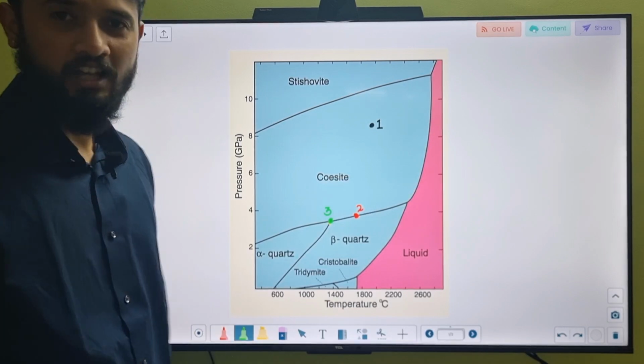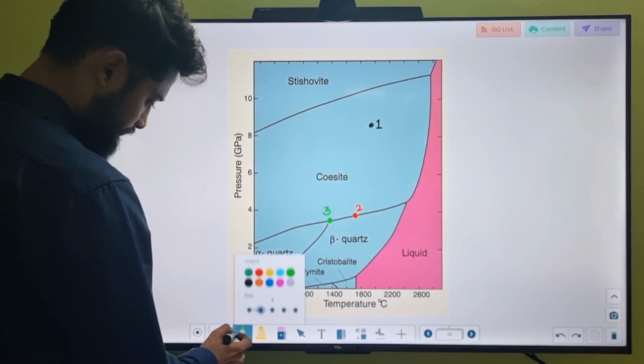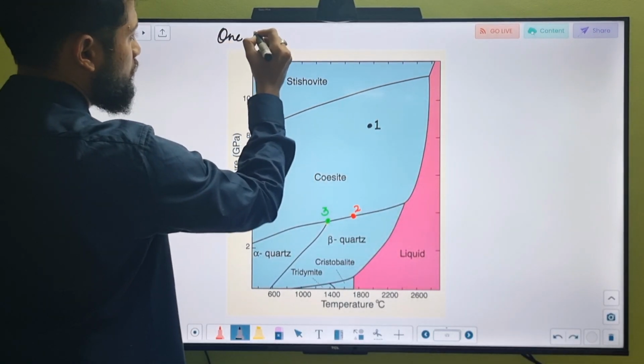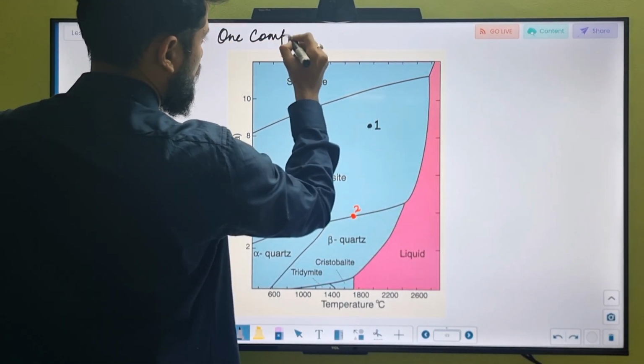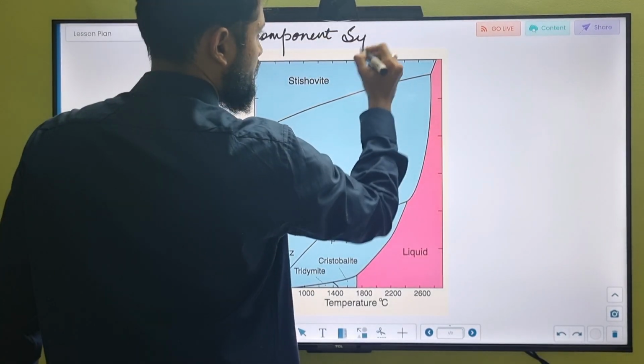Right now we'll discuss one component system.